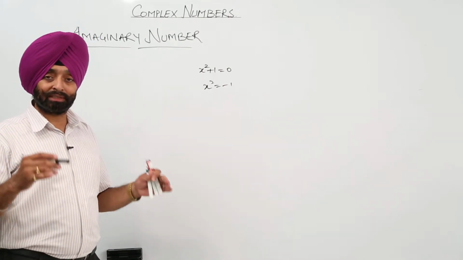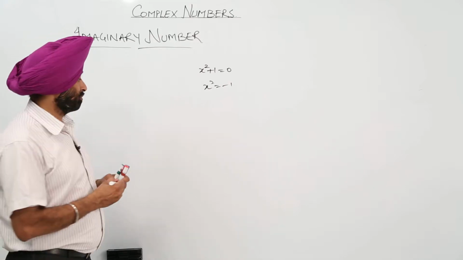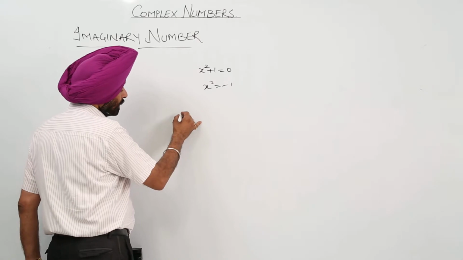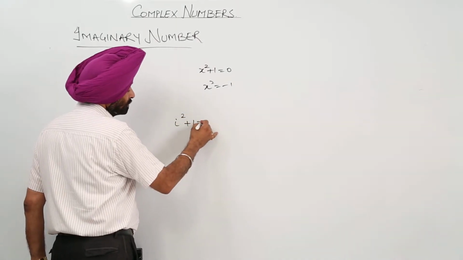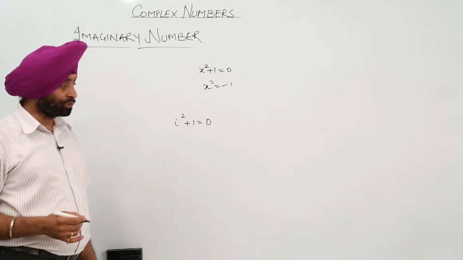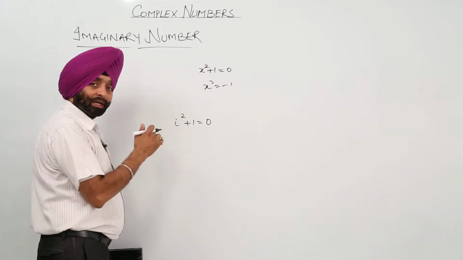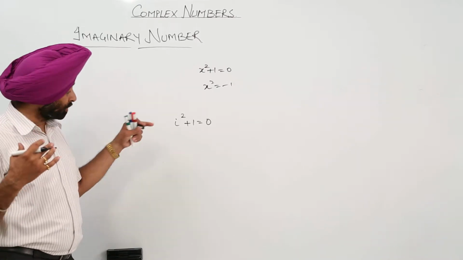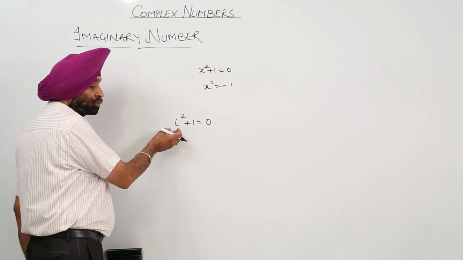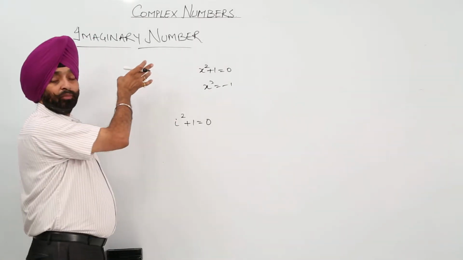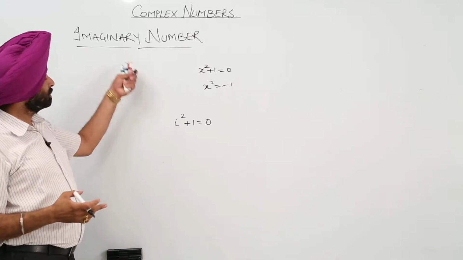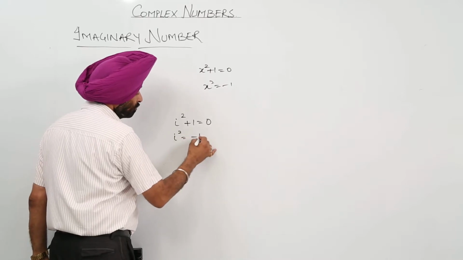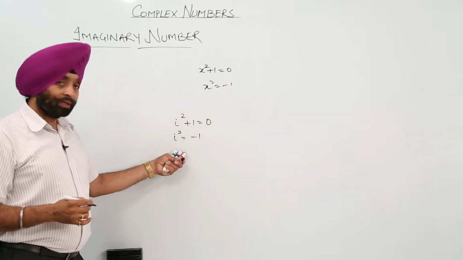Now, the main definition was, it is given that i square plus 1 is equal to 0. Is it clear? Now why i? Because I have just mentioned in this context that I am going to give you i. Right now I am pronouncing it as i. And why i? Because this was the imaginary number. This was the imaginary number. Now, they gave i square is equal to minus 1. Now, what can we do with it?